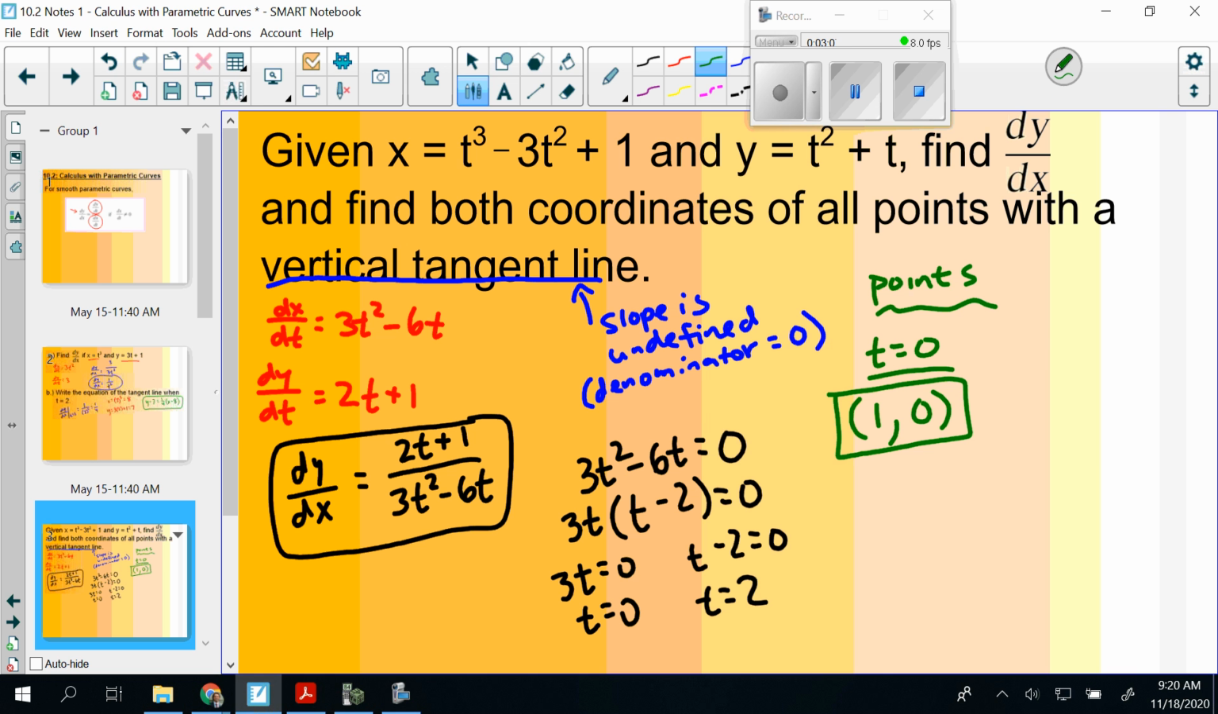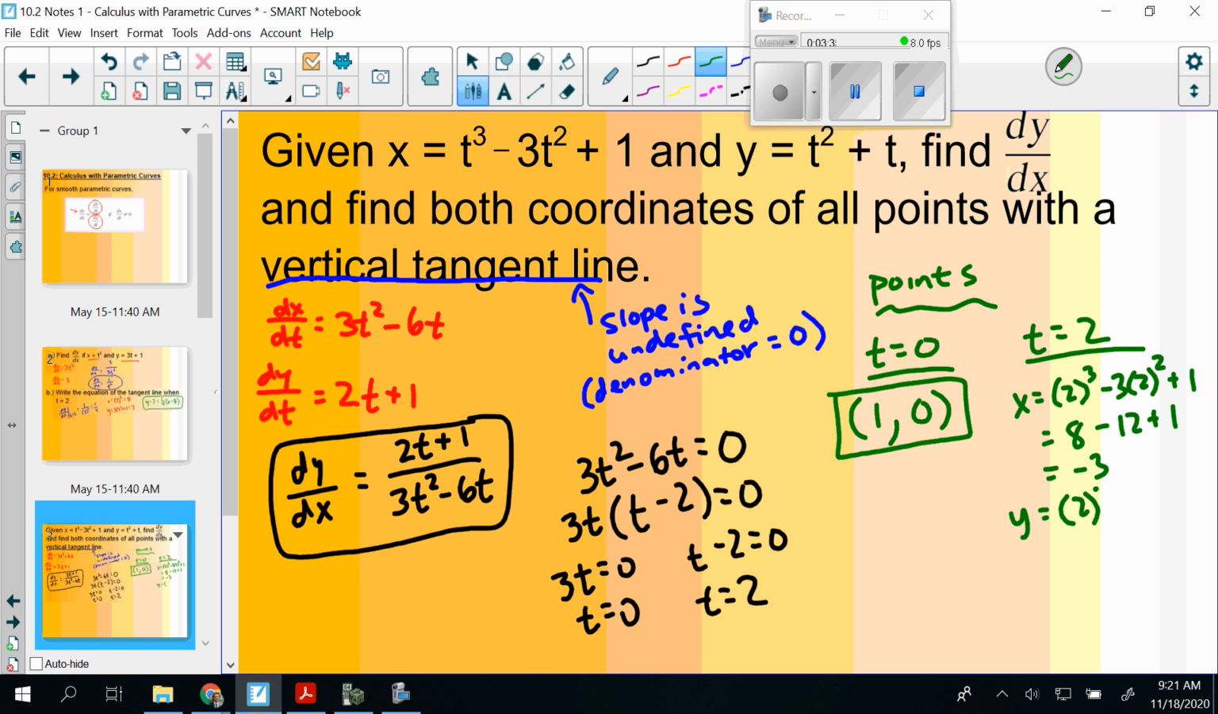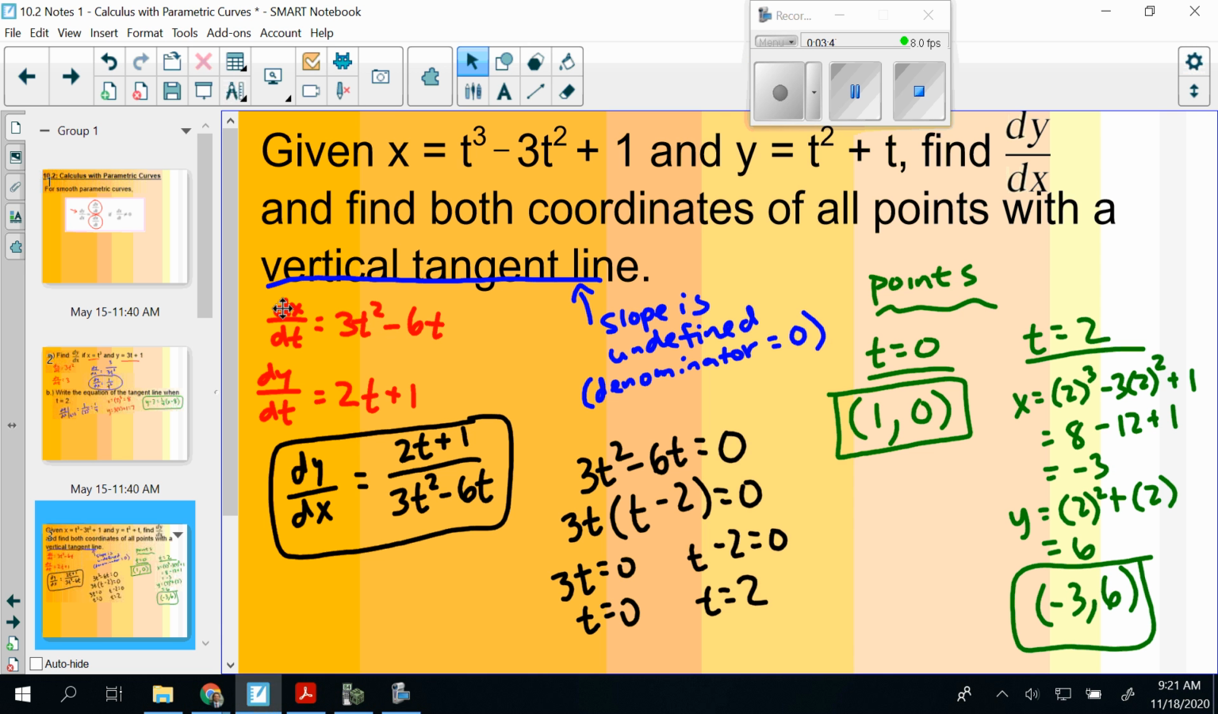The other one would be at t equals 2. So to find those, plug in 2 here. You've got 2 cubed minus 3 times 2 squared plus 1. That's going to be 8 minus 12 plus 1. So negative 4 plus 1 is negative 3. Find the same with y now. 2 squared is 4, plus 2 would be 6. So the other point would be (-3, 6). So these would be the 2 points where there are vertical tangent lines on this graph.